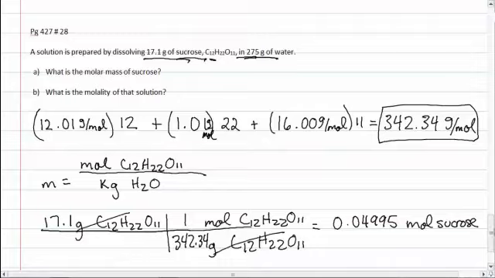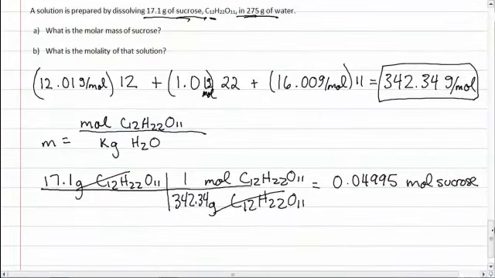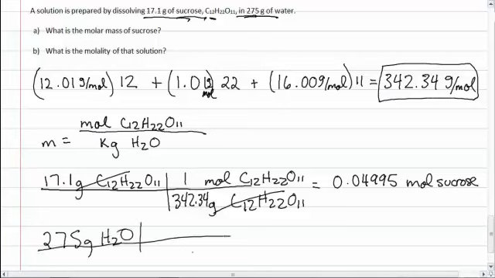Grams had canceled. And I need to get my water in kilograms. So 275 grams of water, go from grams to kilograms. There's 1,000 grams per 1 kilogram. So I divide that by 1,000, I'll get 0.275 kilograms of water.